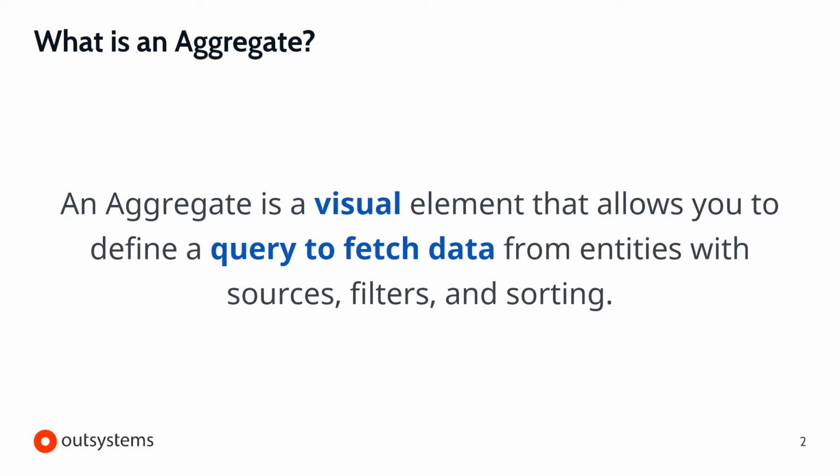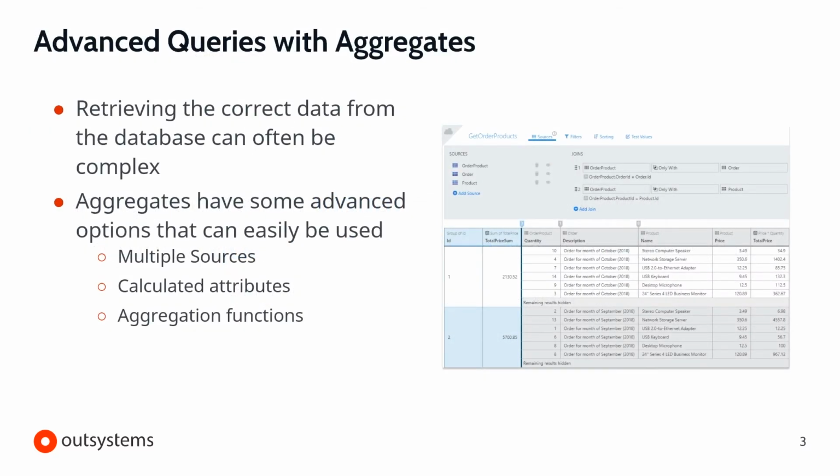To learn some of the more advanced querying capabilities, it's important to know or remember what an aggregate is. An aggregate is a visual element of the OutSystems language that allows querying data from entities. Within an aggregate, we can define the source entities, filter data according to a certain criteria, or sort the data as needed. Fetching data from the database is often more complex than fetching data from a single source entity with a simple filter or sorting.